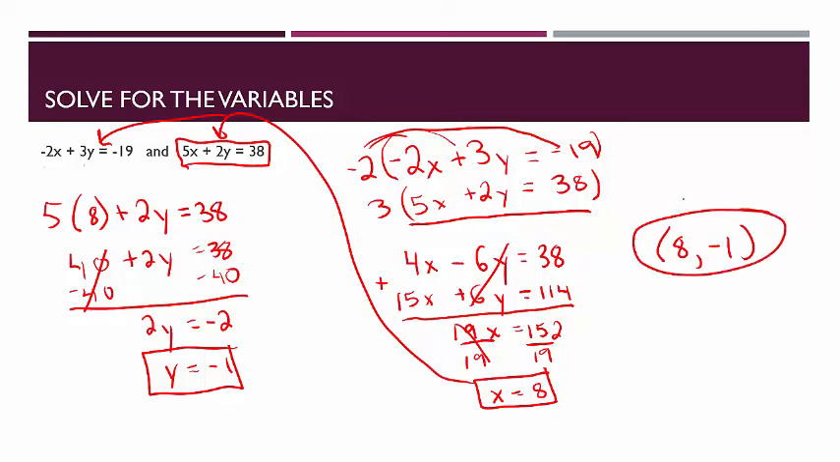Now again, if you had chosen to use substitution for this, it will work as long as you do the math correctly, but you're going to have to deal with adding and subtracting fractions to both sides, and that can get a little messy. So multiplying and eliminating is definitely an easier way to go.